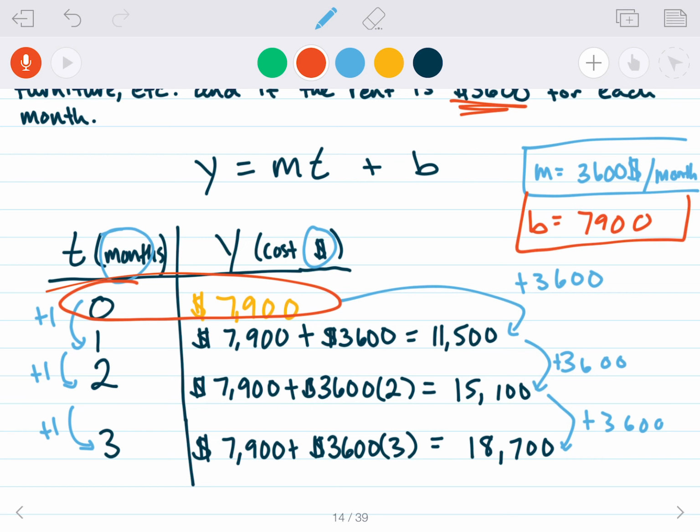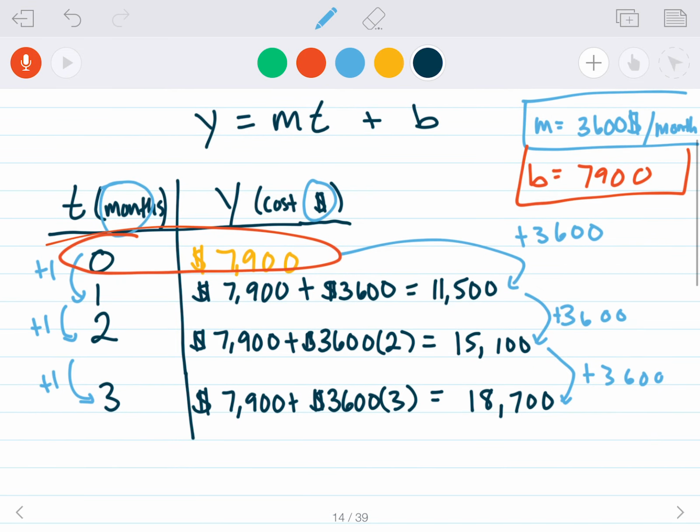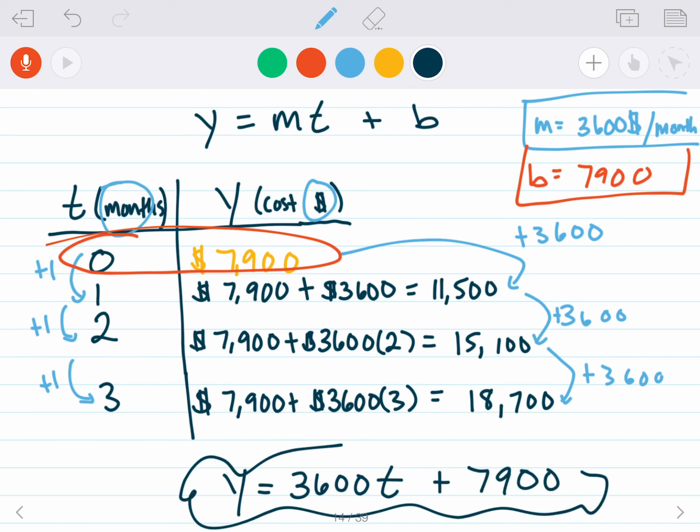All right, so we have everything we need. We have m and b. So my final answer, my equation is going to be y equals 3,600t, that's acting like my x variable, plus b, which is $7,900. So this is my equation that represents the situation here.